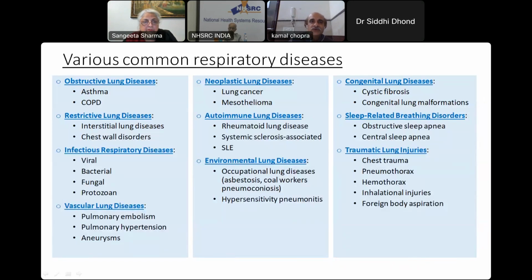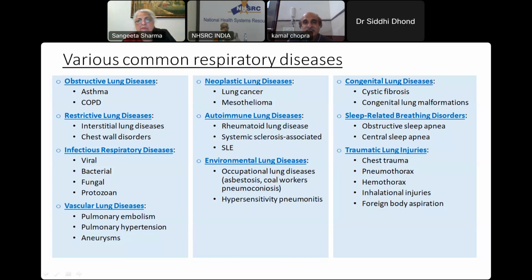Various common respiratory diseases we can group as obstructive diseases. COPD and asthma are very common. Then come the restrictive lung diseases, interstitial lung disease and chest wall disorders. Infectious respiratory diseases: viral infections are very common, then bacterial and fungal, and rarely protozoal infection also. Vascular diseases are not so common, but they are also encountered in clinical practice, and are difficult to diagnose many times, like pulmonary embolism, a very acute severe condition, pulmonary hypertension, and aneurysm, which can rupture at any time. Neoplastic lung diseases, especially in old age patients, include lung cancer and mesothelioma.